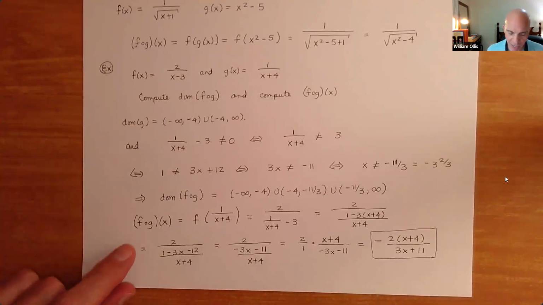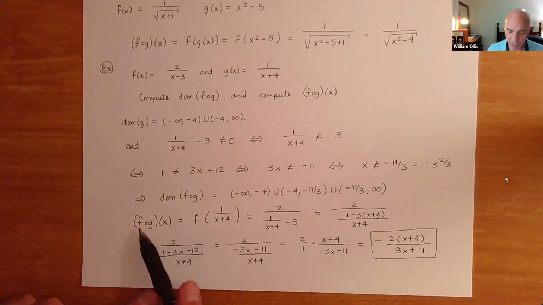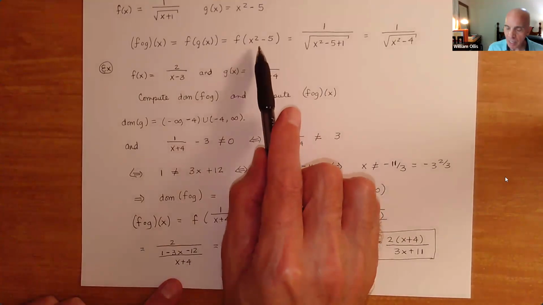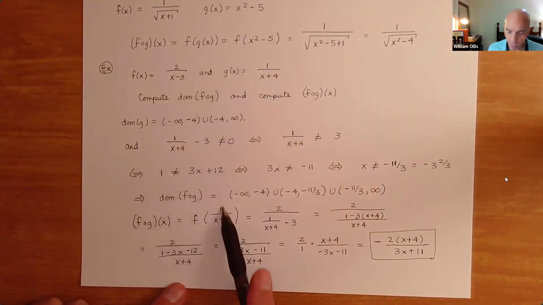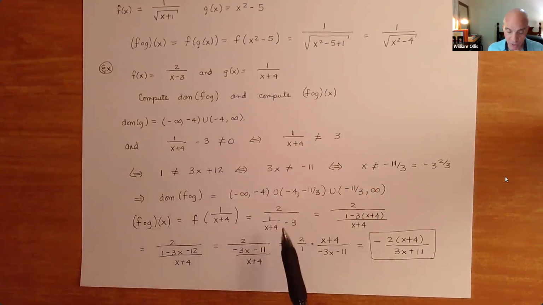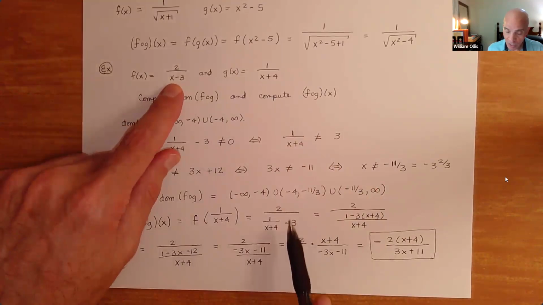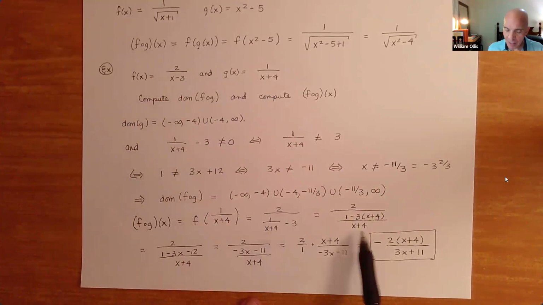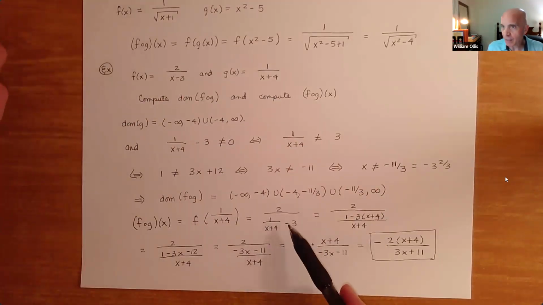So if we actually wrote the formula for the composition of f with g, we would now do just like we did here, but notice we have f of 1 divided by x plus 4. So now we just look at our f function. So that means we have 2 divided by 1 divided by x plus 4, minus 3. And at this point, of course, that's valid, but it's a little bit untidy. So we'll choose not to leave it as a complex fraction.